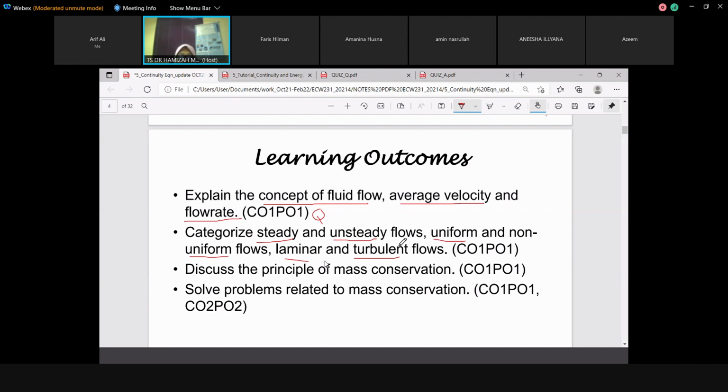Kalau dalam bahasa yang mudah difaham, laminar ni adalah ombak yang steady. Okay, turbulent ni bila ombak besar. Okay, they have the very complicated flow of water. Okay, laminar ni dia tenang, steady, wavelength dia sama, velocity sama. Okay, and then you need to be able to discuss regarding the principle of mass conservation, and of course solving problems related to the mass conservation.